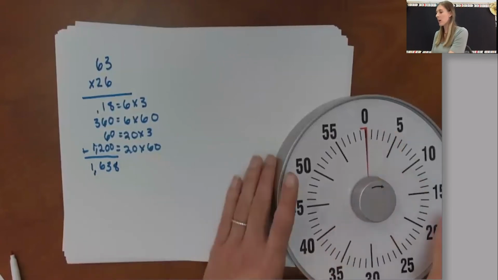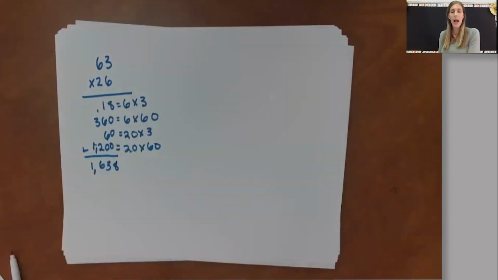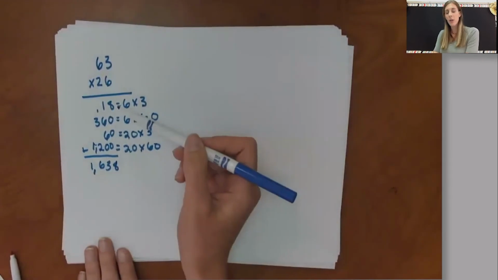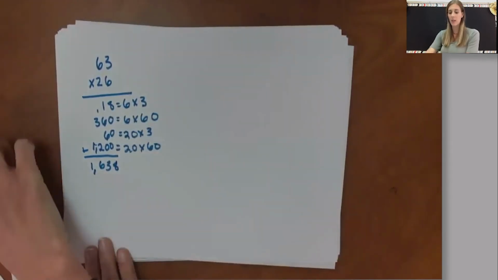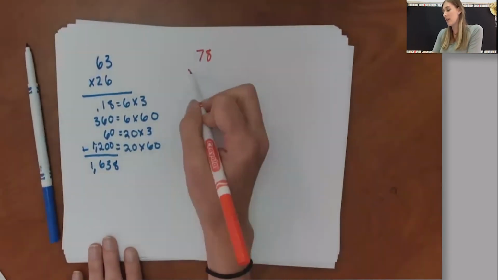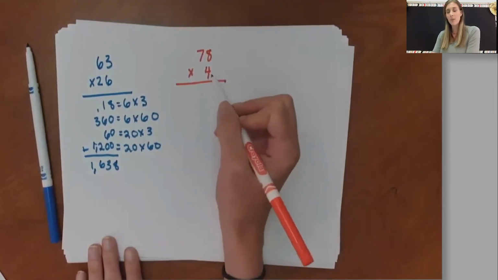Let's check your work. I did 63 times 26 to figure out how many papers he delivered on Monday through Saturday. Here's the partial products I got and my total product of 1,638. But I can't forget about the 78 newspapers he delivered on the 4 Sundays. So again, I can use my partial products.